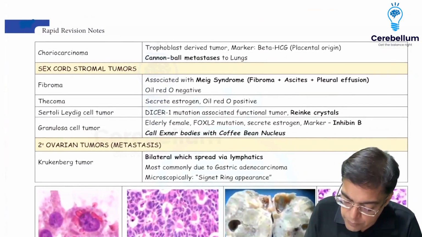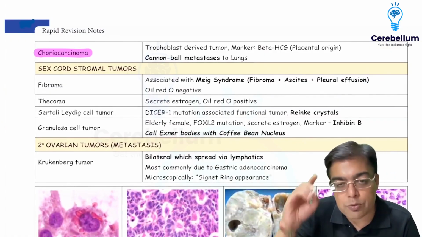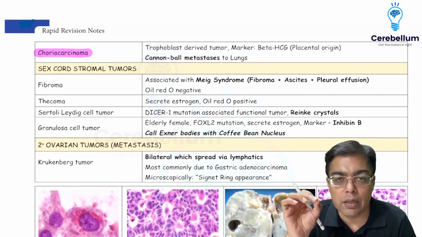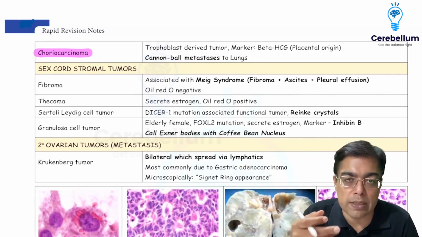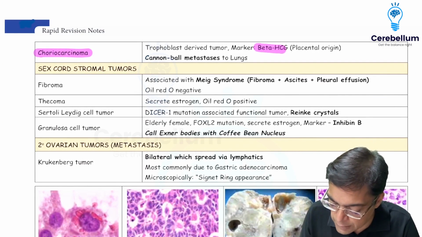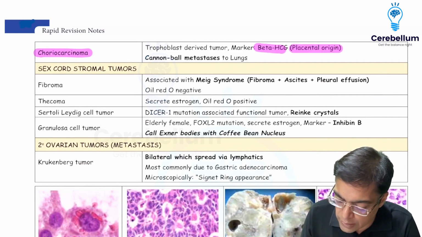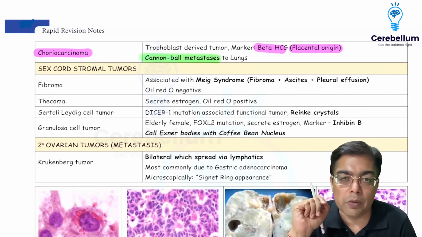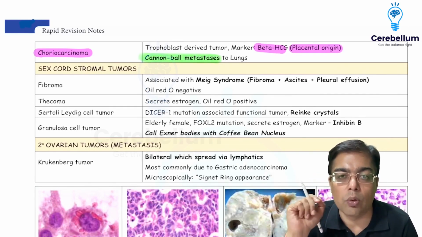The moment we are thinking in terms of a tumor like choriocarcinoma, suddenly what comes to your mind is an example of a trophoblastic tumor. So this has a marker, which is a hormone coming from the trophoblastic cells. That means beta-HCG, very, very important. And it has an important finding, the presence of, remember those radiological signs that you read in radiology as well as in gynecology, the cannonball metastasis.